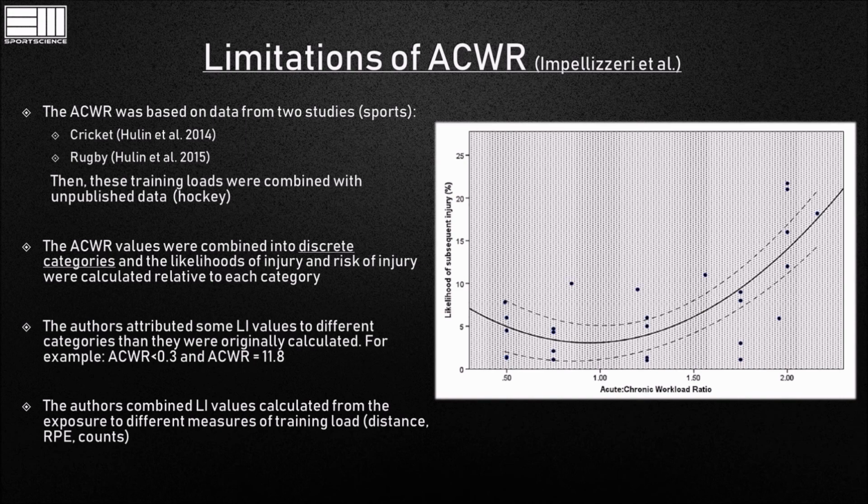On top of this discretization, the authors attributed some likelihoods of injury values to different categories than they were originally calculated. For example, an ACWR value of less than 0.3 and an ACWR value of 11.8, both of which are not shown on the graph.